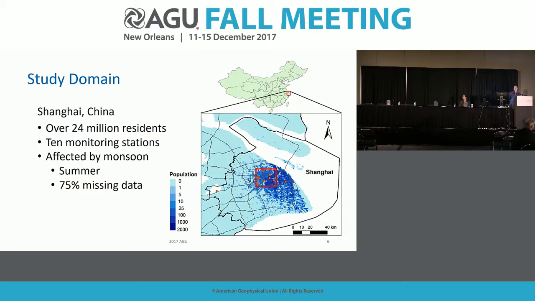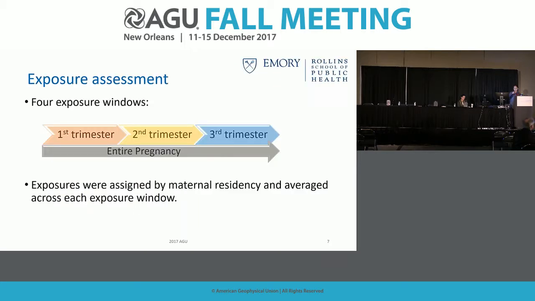Shanghai is also affected by monsoon in summer, with weeks of rainy and cloudy weather. Cloud cover leads to up to 75% missing data. Since there is more missing data in summer when the air pollution level is relatively low, this missingness is non-random. For the exposure assessment, we designed 4 exposure windows: each of the 3 trimesters of the pregnancy and the entire pregnancy period. Exposures were assigned by maternal residency and averaged across each exposure window.